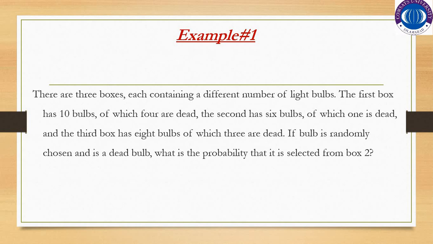Example. This is the same example as we have discussed in the slides of total law of probability. There are 3 boxes, each containing a different number of light bulbs. The first box has 10 bulbs, of which 4 are dead. The second has 6 bulbs, of which 1 is dead. And the third box has 8 bulbs, of which 3 are dead.